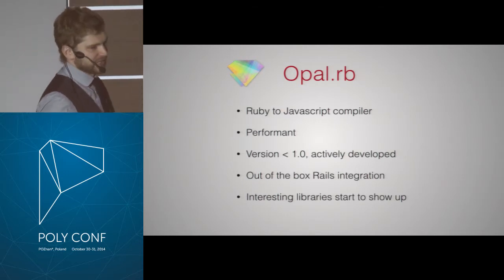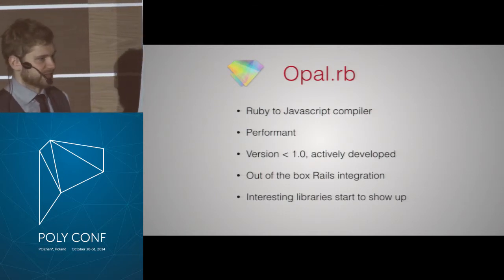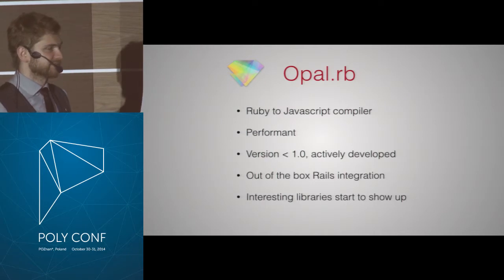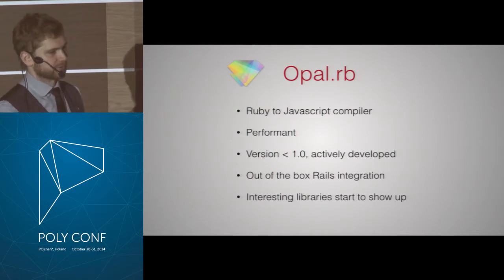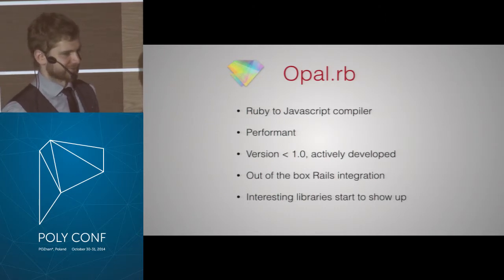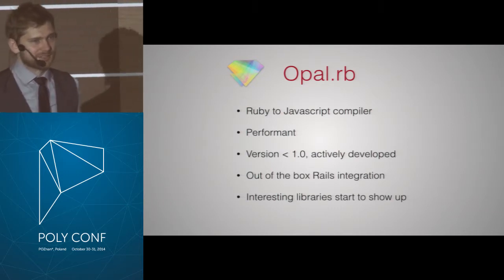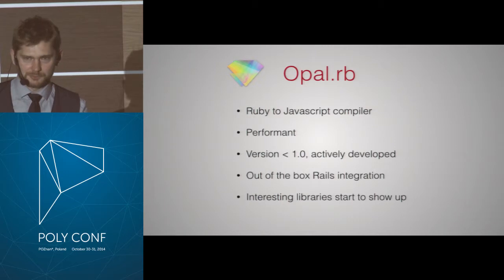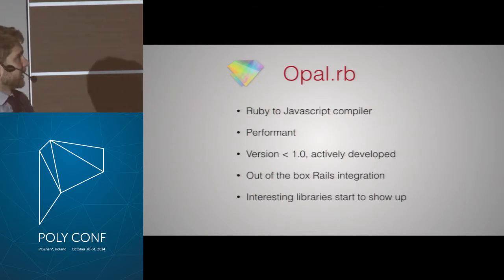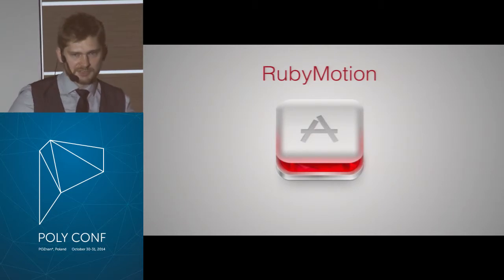And there are interesting libraries that start to show up. For example, there is Vienna, which is something like Backbone, but for Opal. There is something like a Meteor server written in Ruby, where you can basically reuse the same code on both sides. And it works. So this game, the browser side, is actually written in Opal.